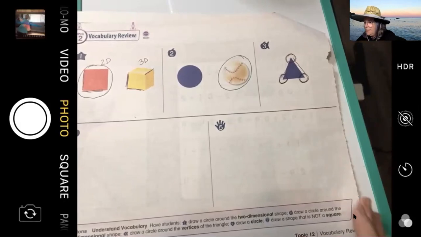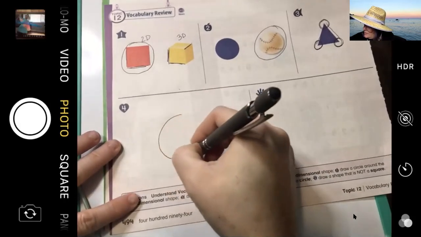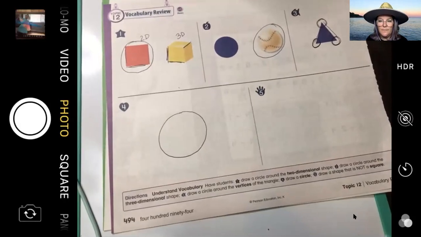All right. On number 4, it wants you to draw a circle. So remember, circles are flat. So we're just going to draw a circle. There, we did it.